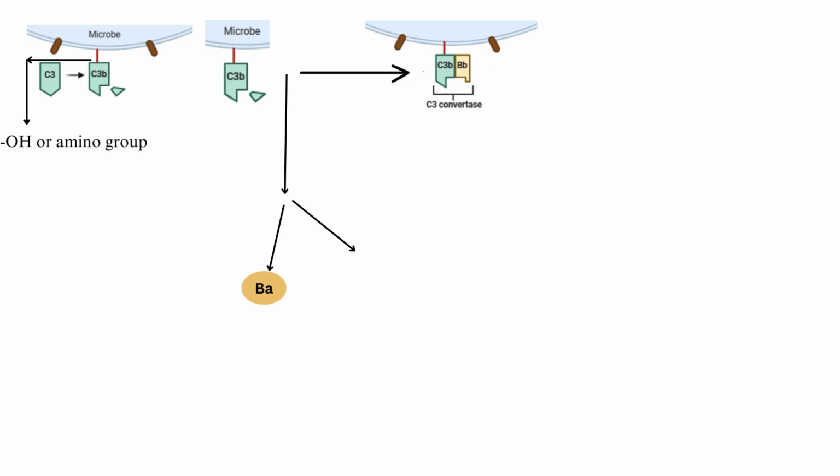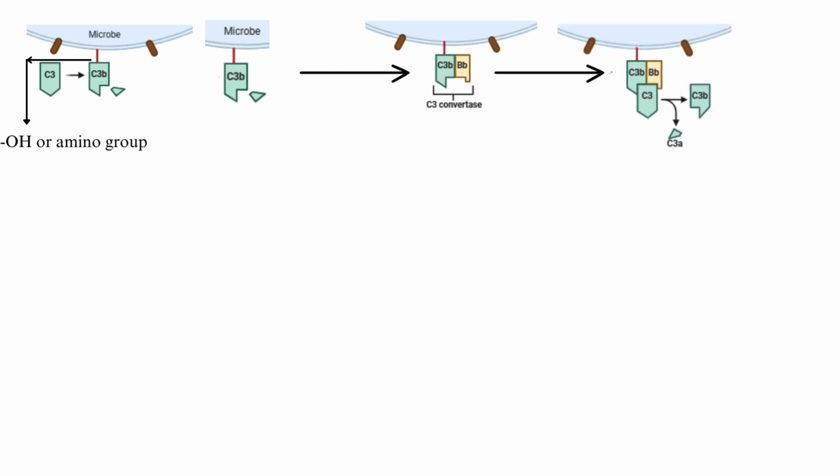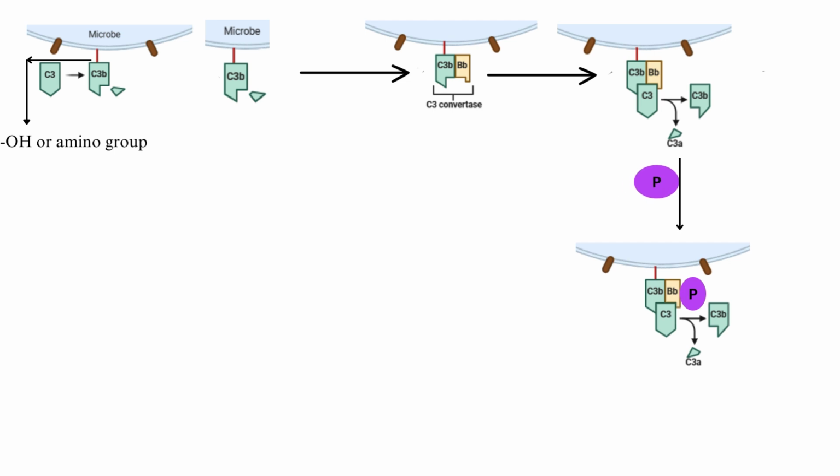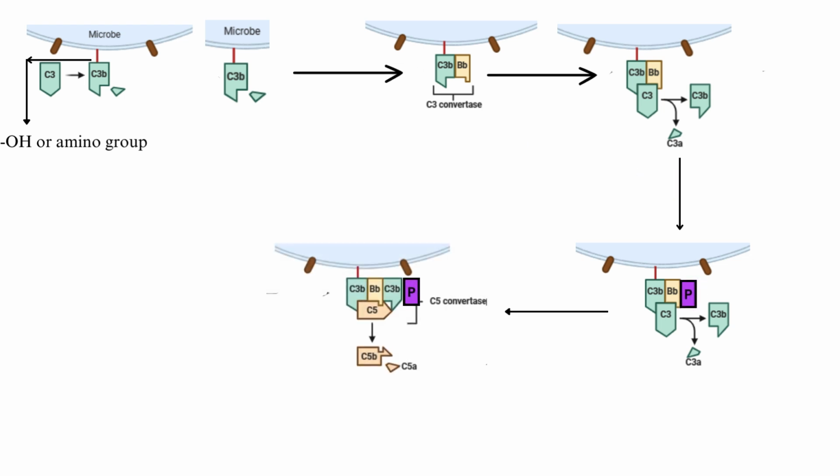This complex can cleave additional C3 molecules, generating more C3b fragments and amplifying the response. Properdin, a regulatory protein, stabilizes the C3b-Bb complex, increasing its efficiency. As more C3b binds to the C3 convertase, it forms the C5 convertase, C3b-Bb-C3b, which cleaves C5 into C5a and C5b. This marks the start of the terminal pathway, leading to the destruction of the pathogen.